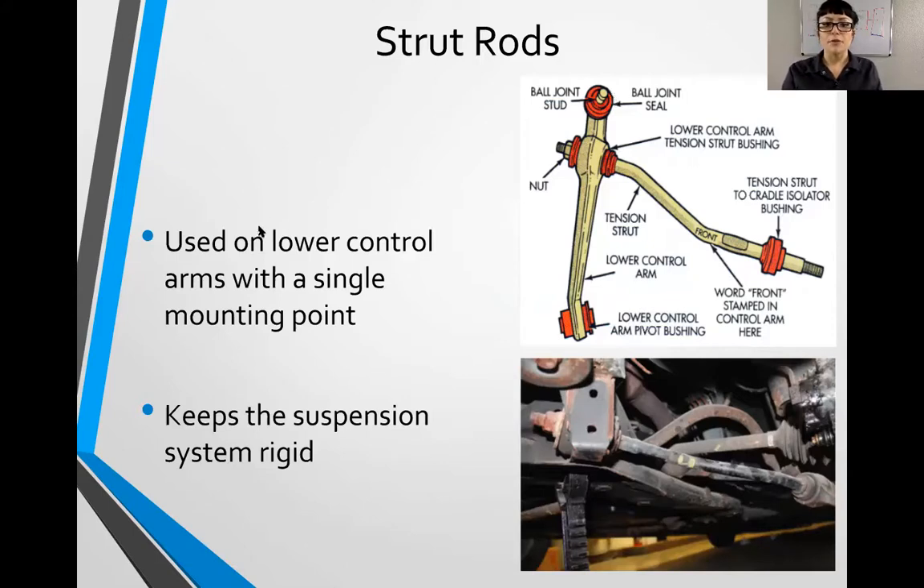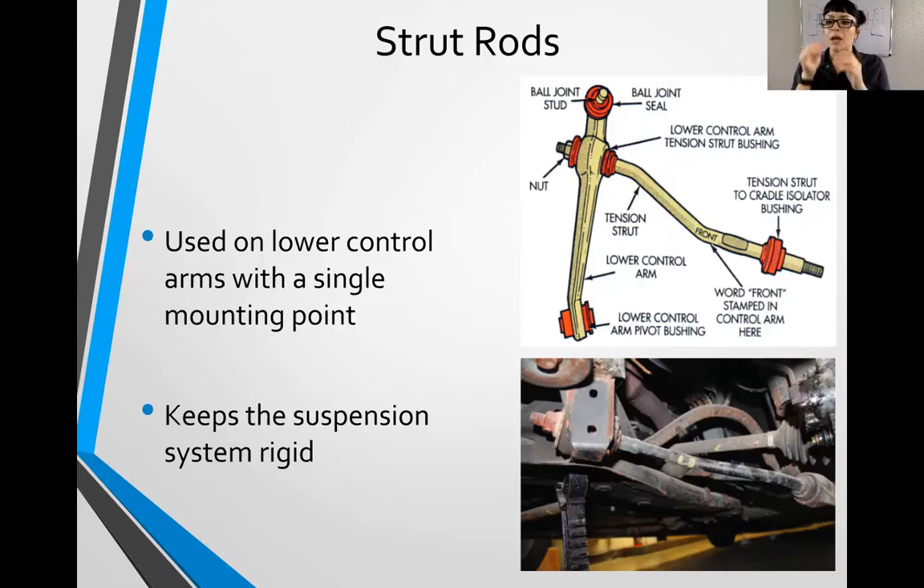So it is used on the lower control arm when we only have a single mounting point on the frame. What we do is we throw in a rod that attaches to the frame and the control arm, essentially turning it into an A-arm design. But there are extra bushings that you may want to think about. So we call this a strut rod when it goes from the control arm to the front of the vehicle on a frame.